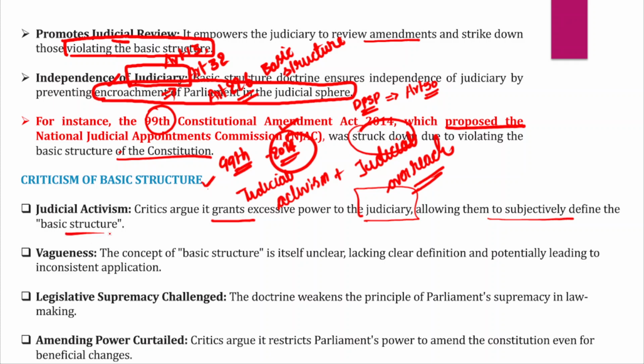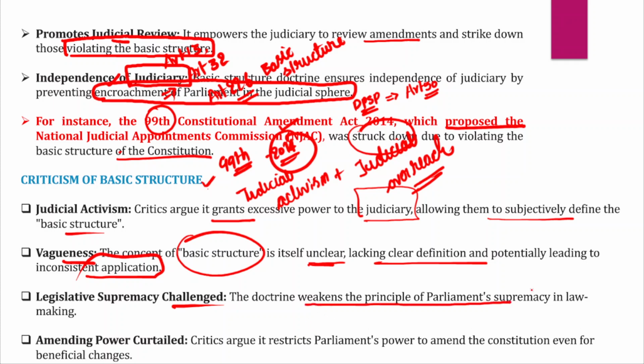basic structure. And similarly, the vagueness of the basic structure doctrine is also another major concern, because the basic structure itself is unclear, and it lacks a clear definition, and that has been leading to inconsistent application as well. And even through the basic structure doctrine, legislative supremacy has been very often challenged, because this doctrine has been weakening the principles of parliamentary supremacy in law making.